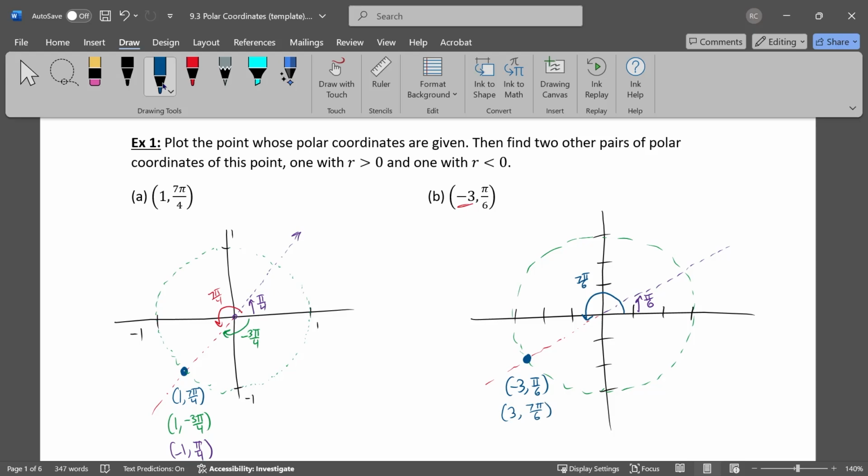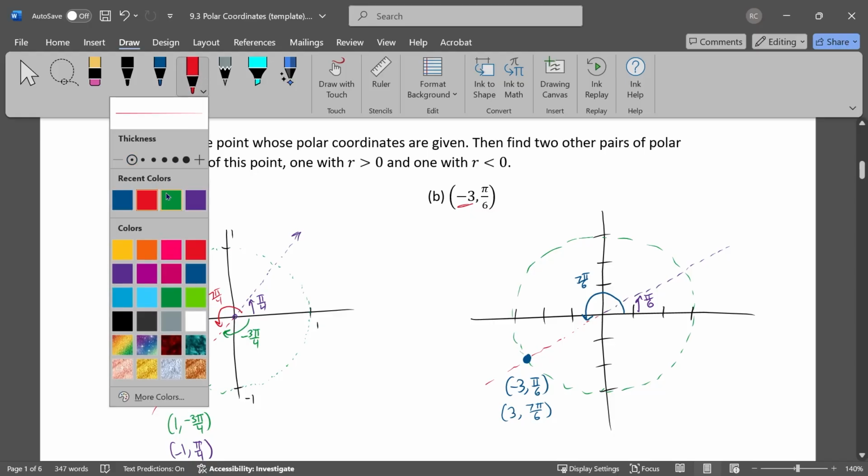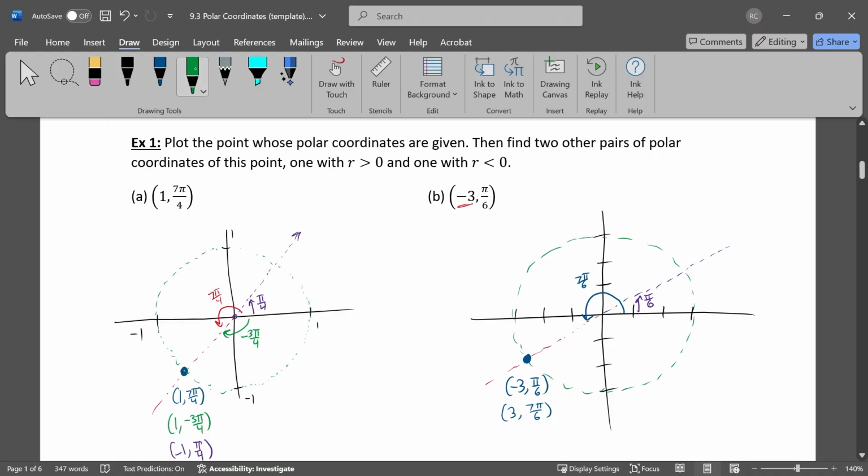Now, if I want to maintain that r is negative, I could rotate backwards all the way back around. That's one perfectly valid option. Why don't we do that one? So if I go from here to here, what angle is that? Well, it's 2 pi minus pi over 6. So it's 11 pi over 6. So that's the other option, is -3, 11 pi over 6.